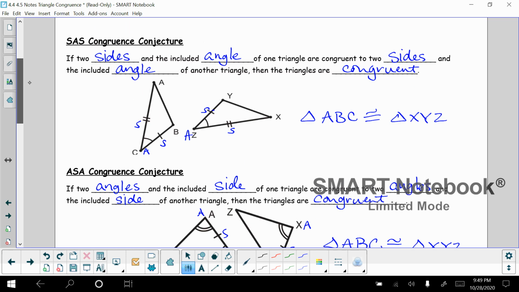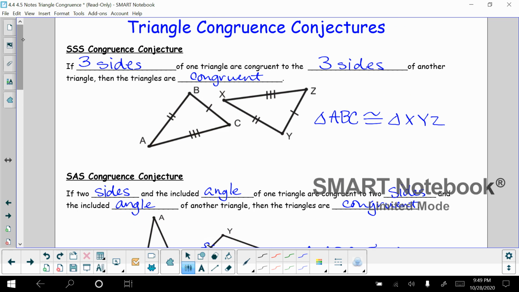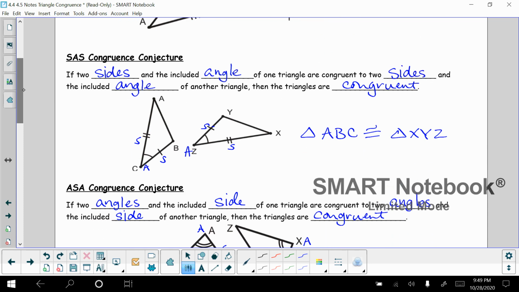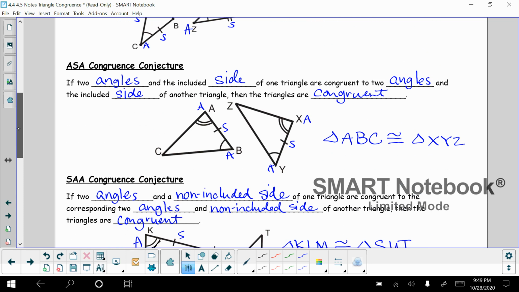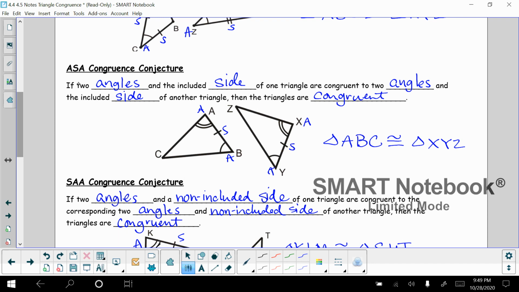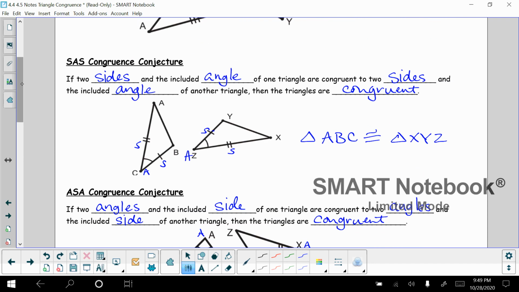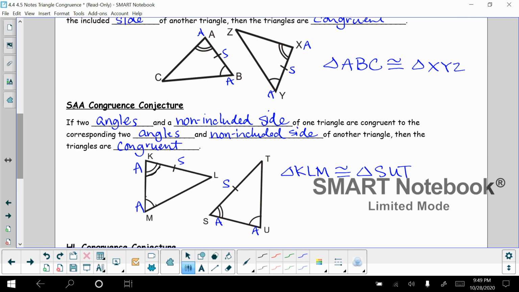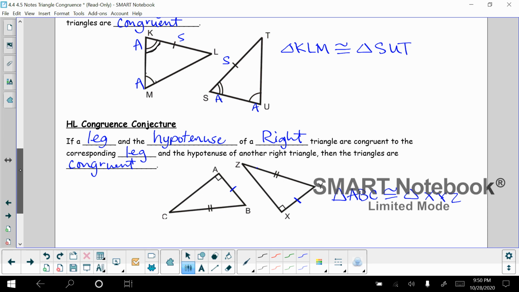Okay, so you're going to have to have these by your side when you're doing your homework. So that's the SSS conjecture, SAS, ASA, SAA. Now again, don't forget, some people accidentally write these backwards, and that's okay. AAS, and the last one is HL. H stands for hypotenuse, L stands for leg.